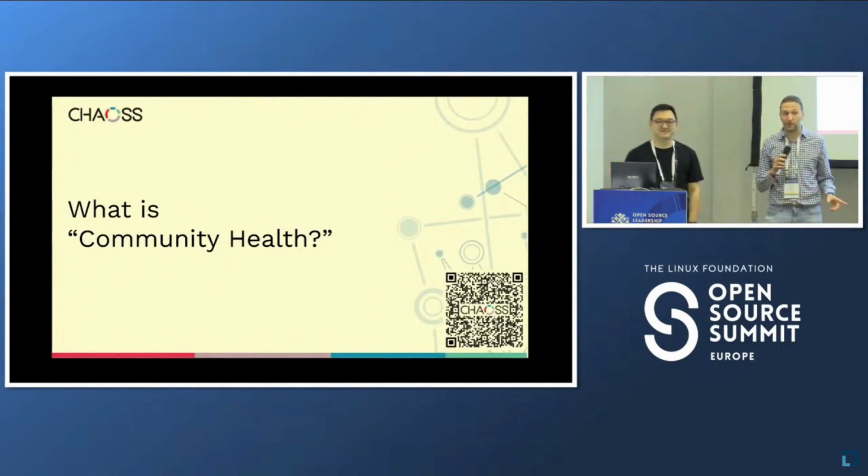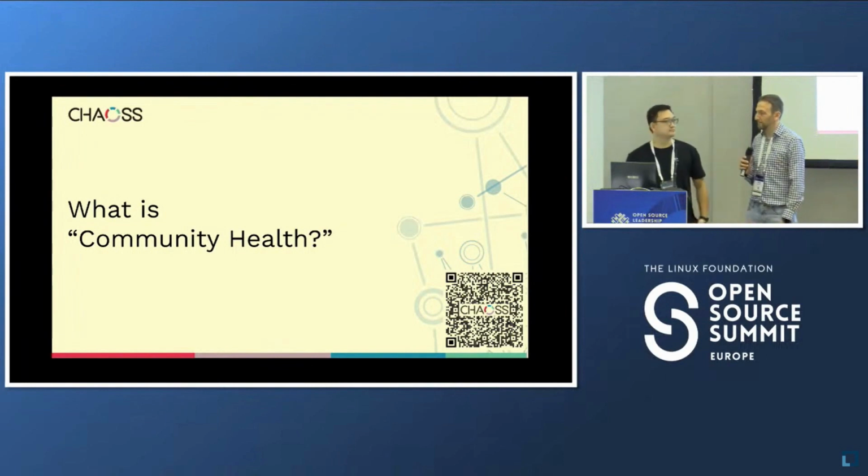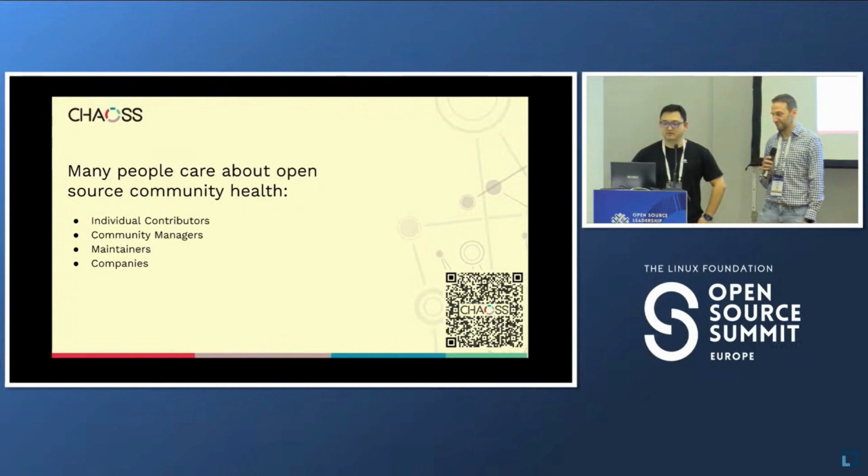So really quick, what is CHAOSS? Basically, the acronym stands for Community Health Analytics for Open Source Software, right? So the first question we have on the table is, what is community health? Many people are our users who care about the community health.